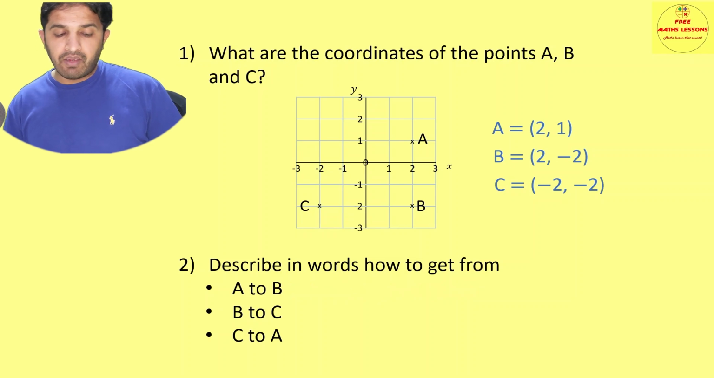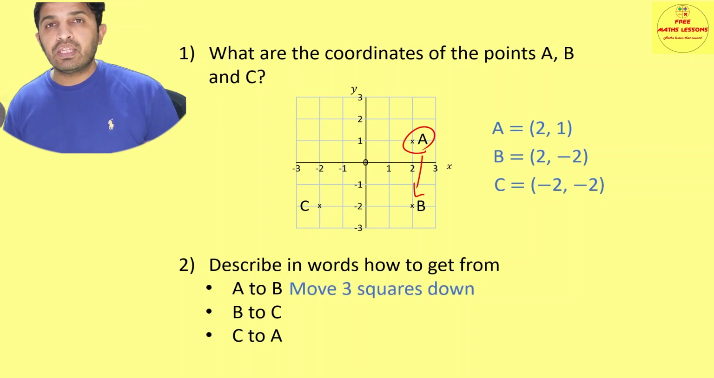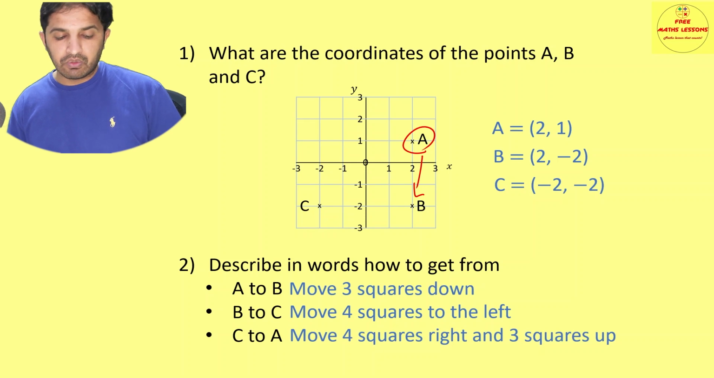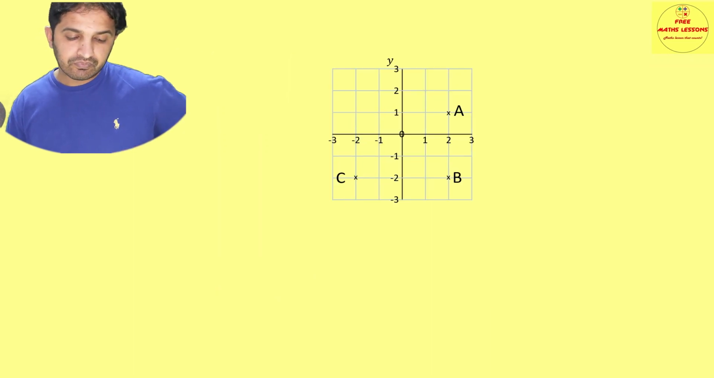Describe A to B. If I go from A to B, I'm going 3 squares down. And if you go from B to C, you're moving 4 squares to the left. And if you're going from A to C, or C to A, I'm going 4 squares to the right and 3 squares up. And that is what translation is: moving one thing to a different position.